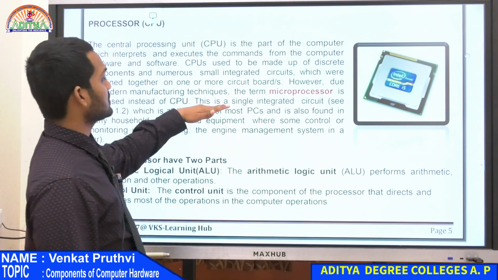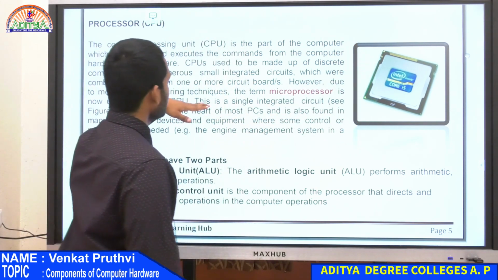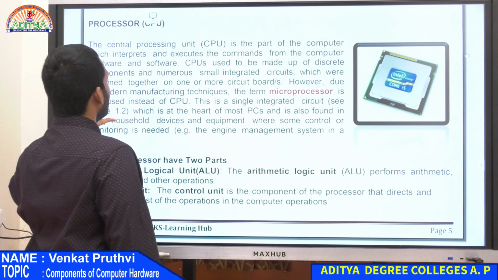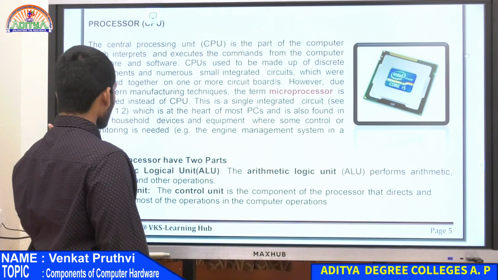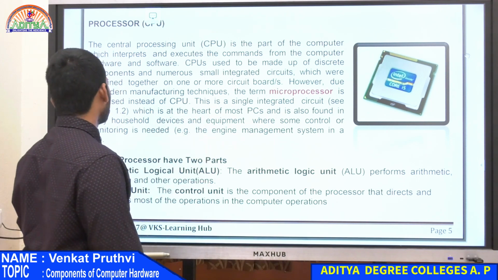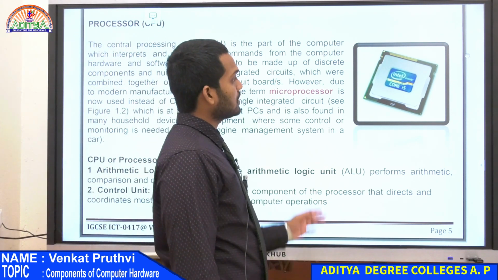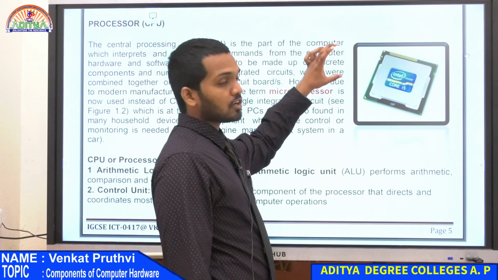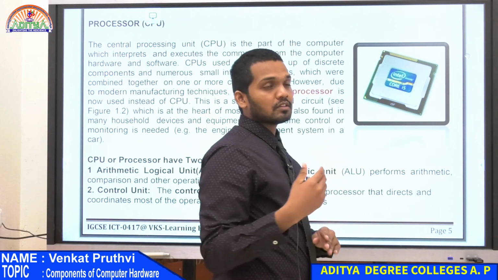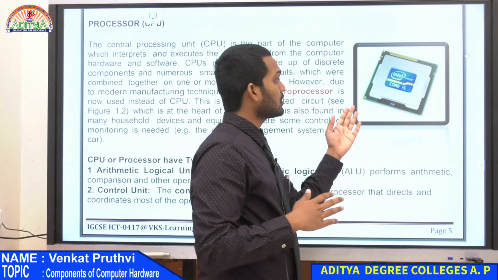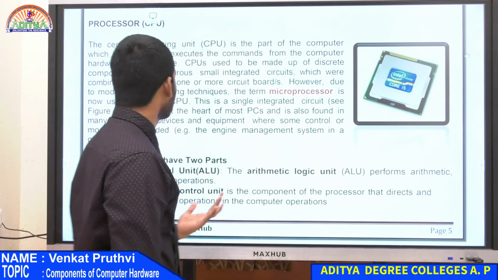However, due to the modern manufacturing techniques, the term microprocessor, this is your microprocessor, is used instead of the CPU. This is the single integrated circuit which is at the heart of the most PCs and is also found in many household devices and equipments where some controller monitoring is needed. Example, the engine management system in the car. Okay, so the microprocessor is a small chip that is always making all the operations for us. This is the CPU, and this has your arithmetic logic unit and the control unit, which is able to perform all the tasks and operations for our computers.